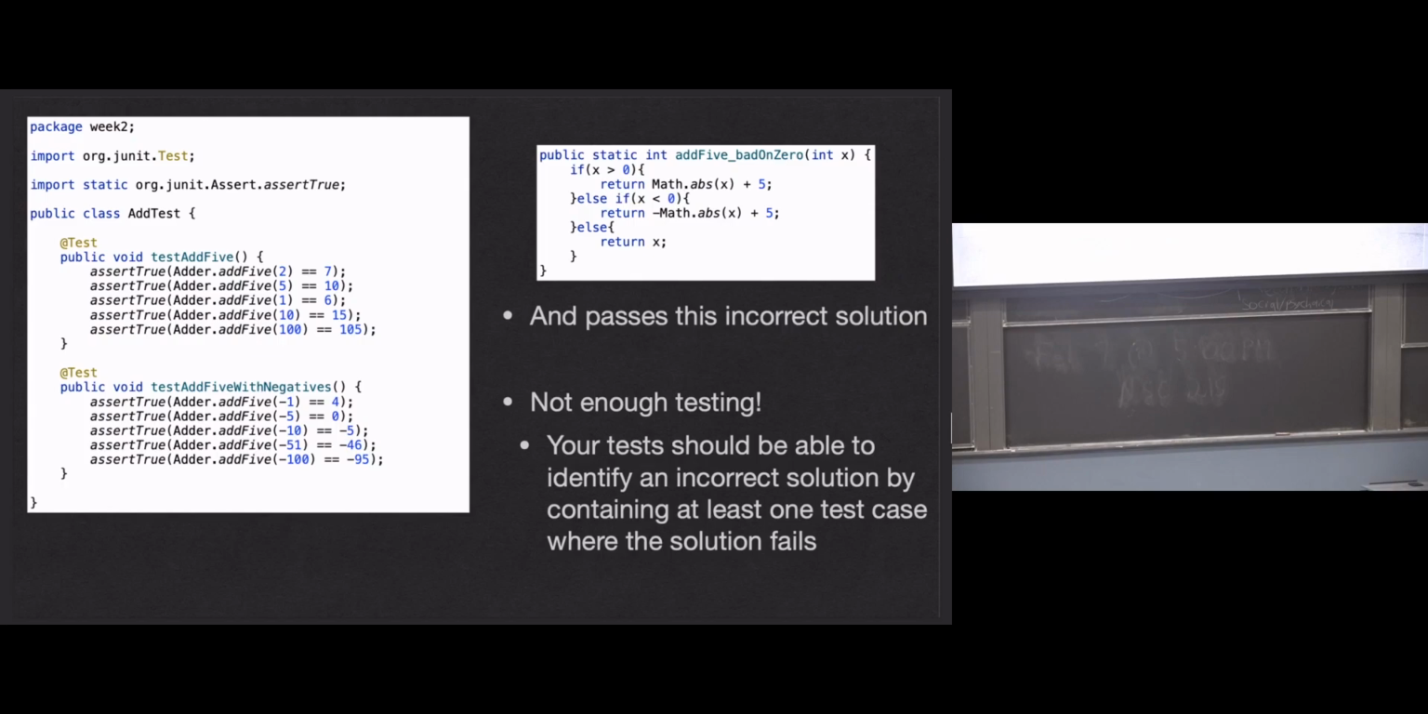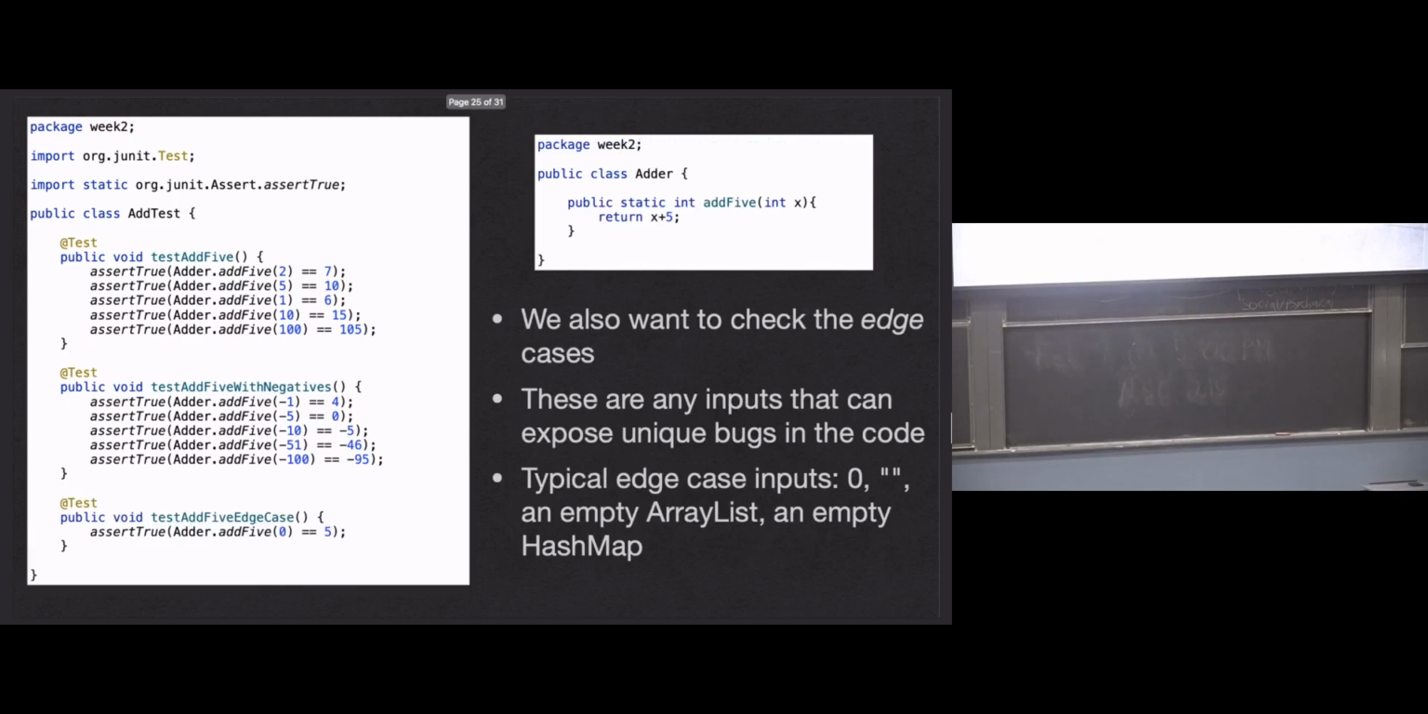But this solution is incorrect. It's bad on the input 0. On 0, it's going to return 0. It's not going to add 5 to 0. So it is wrong code. But it passes our test cases, so our test cases are not enough. Let's add more test cases.